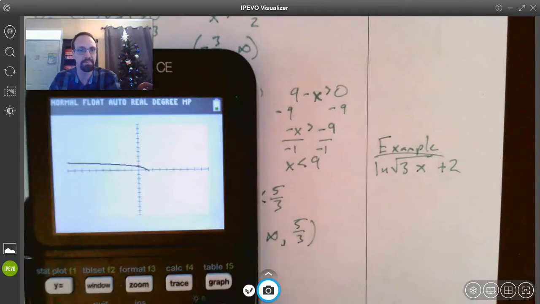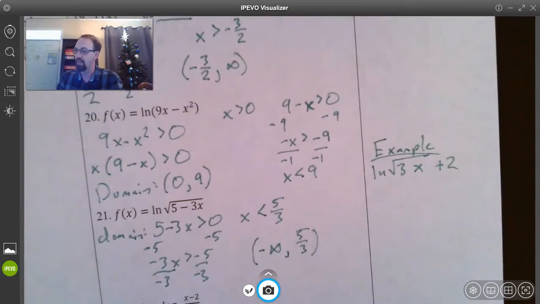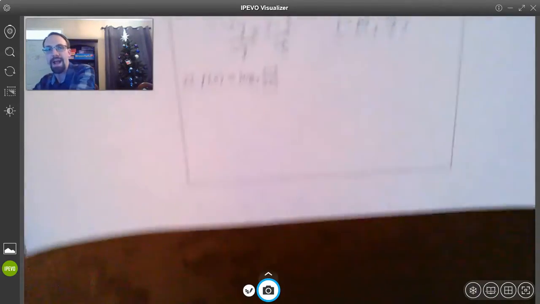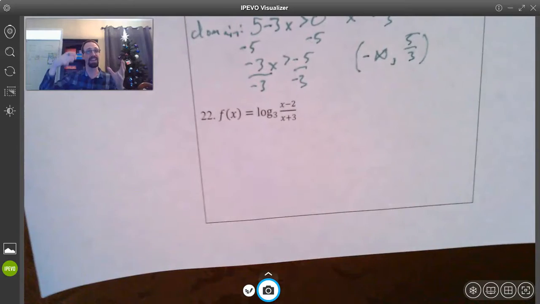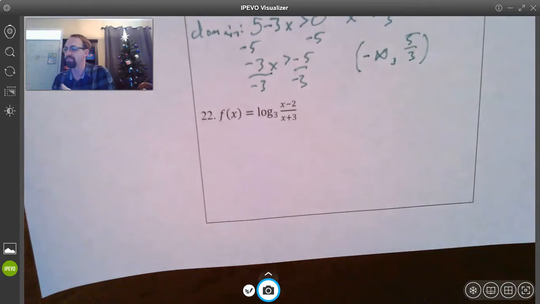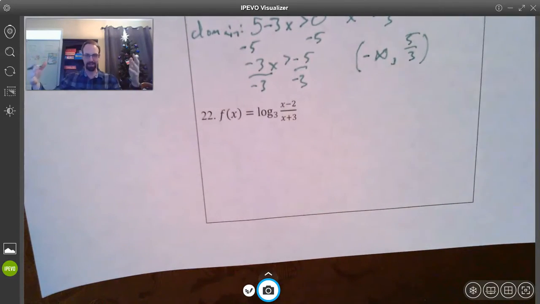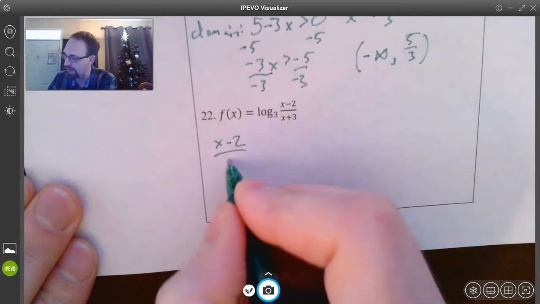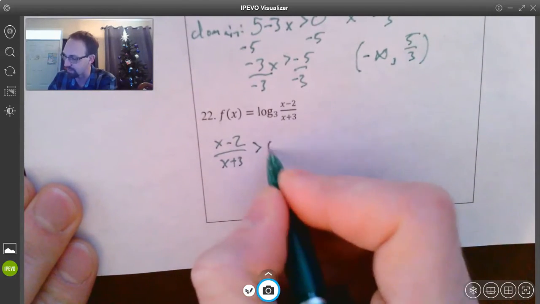Here's the graph of it, so you can kind of see. So that's 5/3, less than that. Now, this last one is so much fun because this is a rational function. Now remember, abstractly, we're finding all of these domains. These values inside this logarithm have to be greater than 0. So x minus 2 over x plus 3 has to be greater than 0.